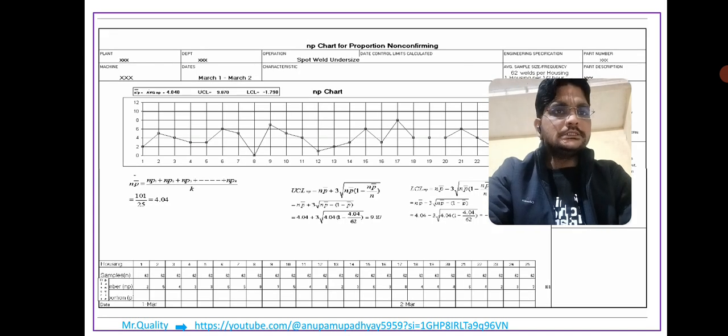This is the chart for the NP chart. These are the plots. This is the table showing how we can plot and calculate the upper control limit, lower control limit and capabilities.